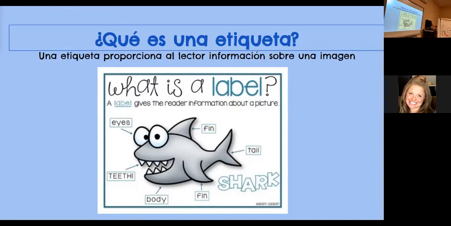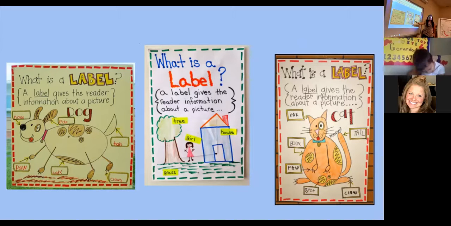So I want you to see a different one. Here we go. Okay, so these are different types of labels. So right here is a dog. This is a picture of a house and outside, a little girl's outside. And this is a picture of a cat. And in here, the writer made labels all over his picture. So that way the reader would have all that information of this picture.